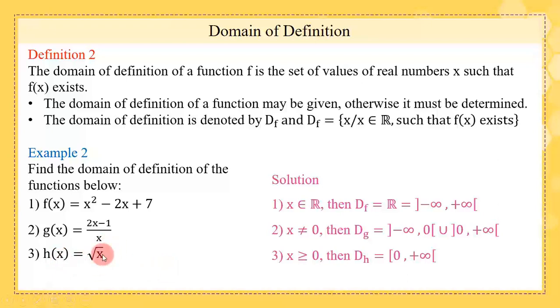This function is defined whenever the number under the radical is positive, greater than or equal to 0. So h of x is defined whenever x is greater than or equal to 0. So D of h equals 0 closed to plus infinity.